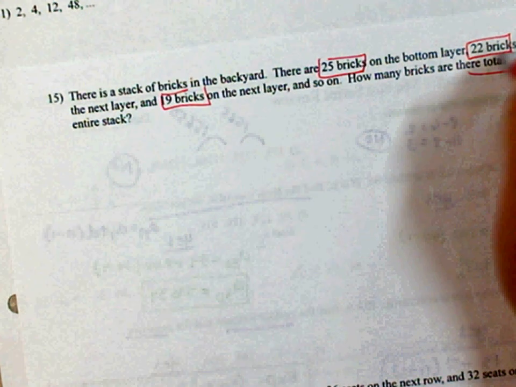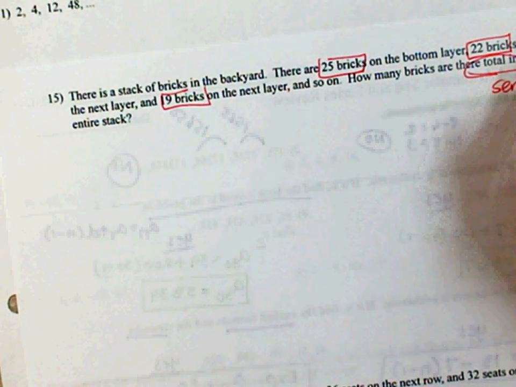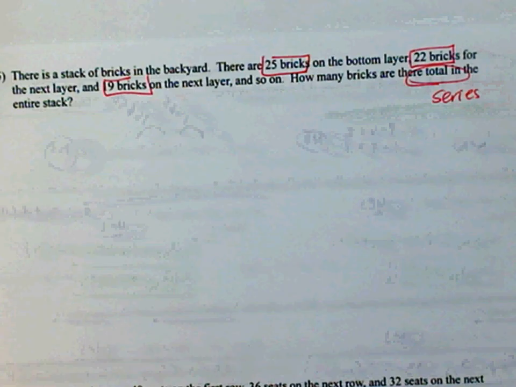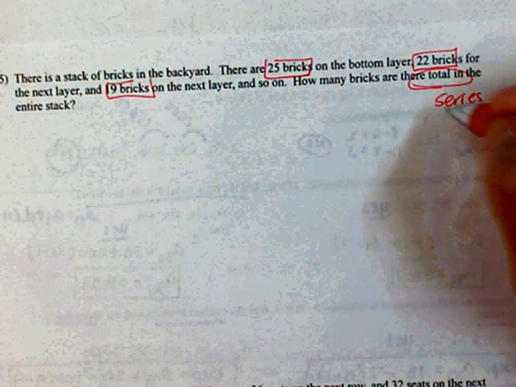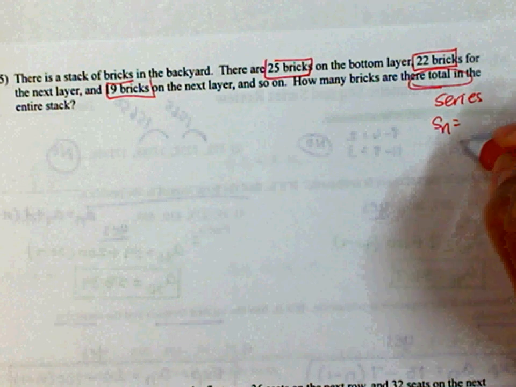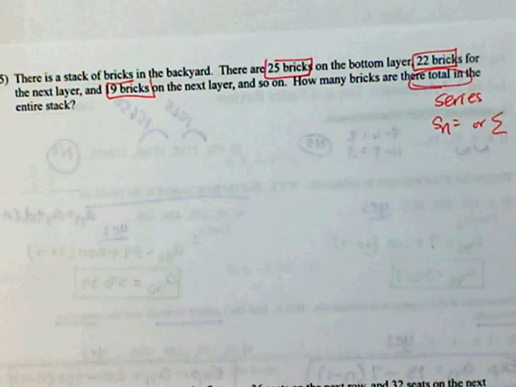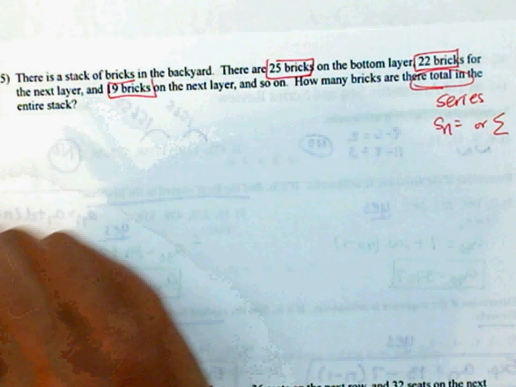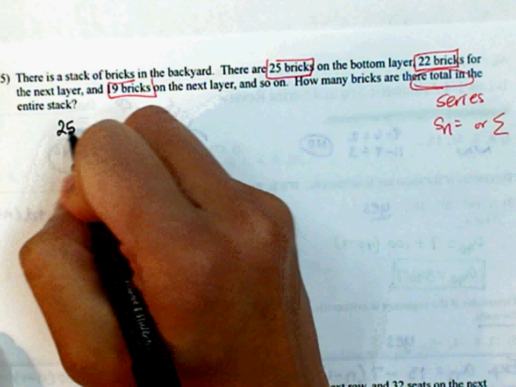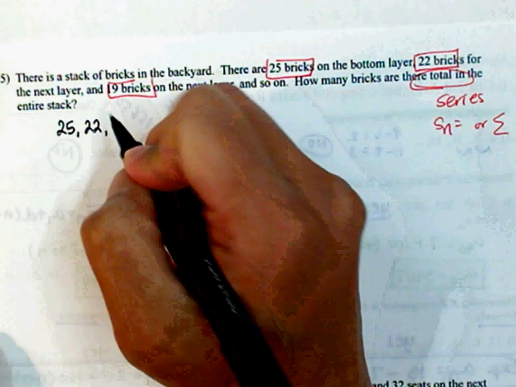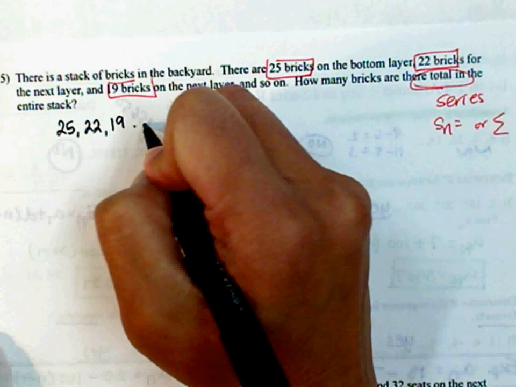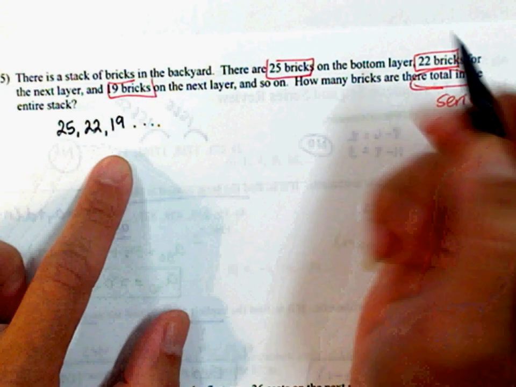So since I'm looking for how many bricks all together, I'm going to use a series. So either I'm going to use S of n or I'm going to use my sigma. And then again, you might just add it all together. All right. So let's label what we know. You have 25 bricks at first, 22 bricks next, 19 next, and so on. Are you noticing a pattern? Yeah, your D is negative 3.